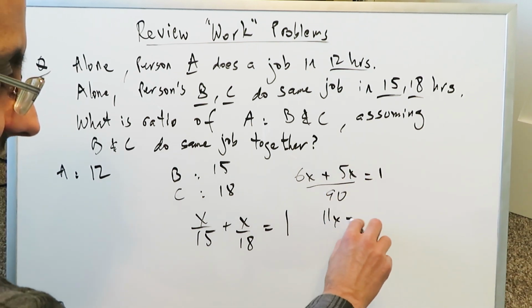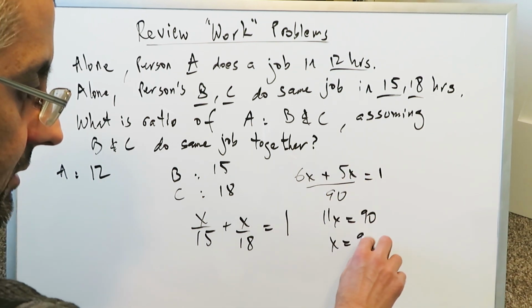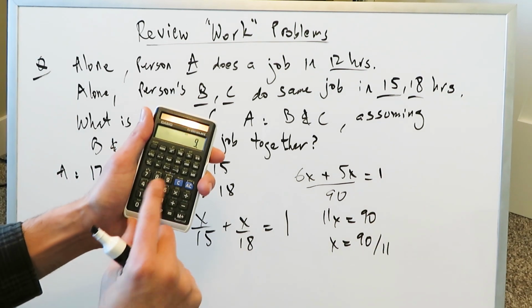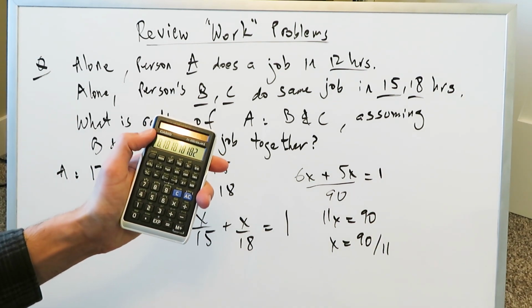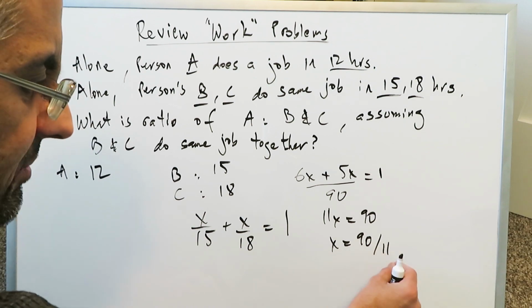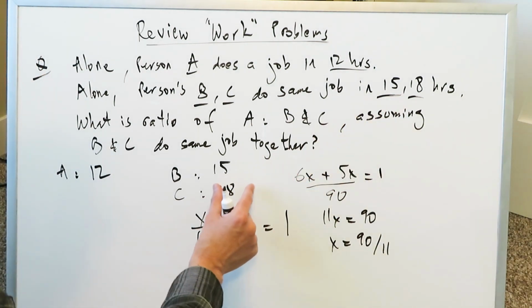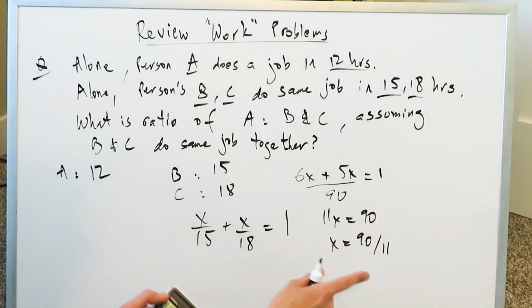You'll have 11x is equal to 90, and x is equal to 90 over 11. If you do 90 divided by 11, you're getting 8.18 hours. This corresponds to 8.18 hours. So B and C working together do that same job in 8.18 hours. A is doing it in 12 hours.